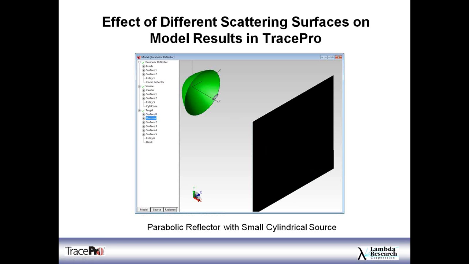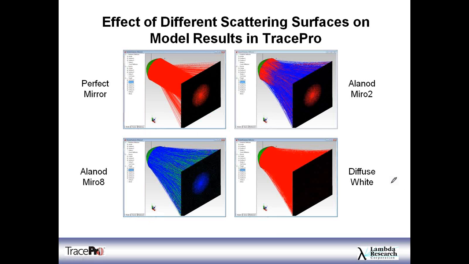So for this model, simple parabolic reflector with a small cylindrical source inside here, and I have a target out here where I'm going to collect my rays. And I made this model with four different properties. I did the perfect mirror. Remember, I mentioned the perfect mirror has specular reflection 1, absorption 0, specular transmission 0, and no scatter. So angle of incidence equals angle of reflection. Everything is in the specular direction.